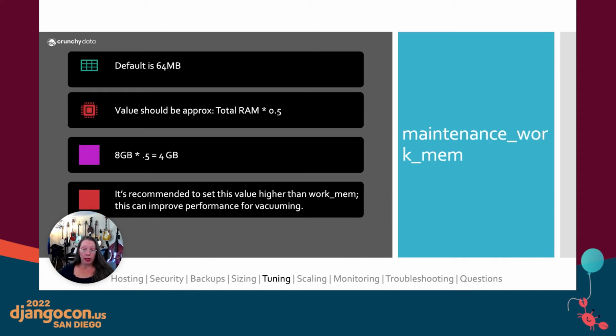Maintenance work memory is used on things like vacuuming, creating indexes, altering tables. Since this is maintenance only, this isn't memory that is going to be used all of the time. So you can allocate like half of your RAM to the maintenance work memory. It's generally recommended to set this higher than the working memory since that'll really help vacuum out. So take a look at that.